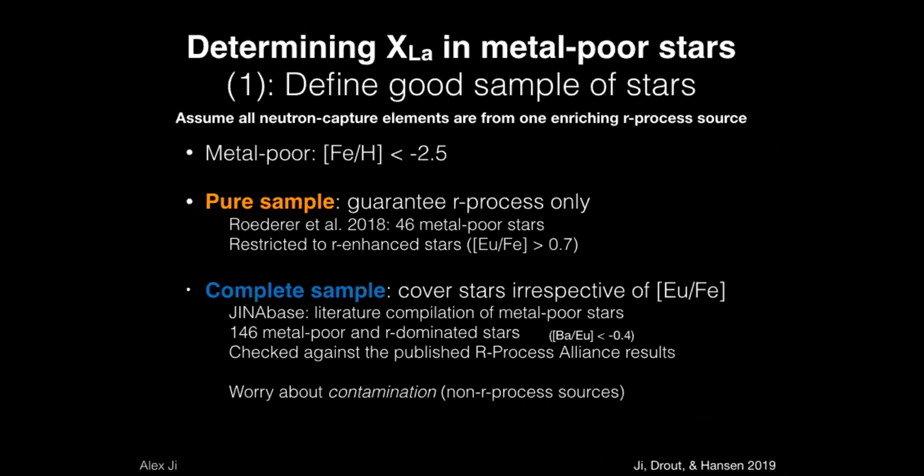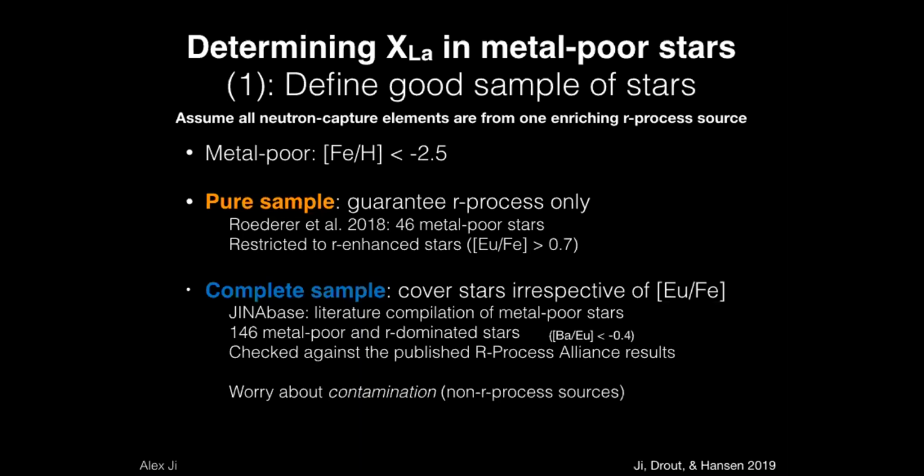OK, so you need two things in order to determine what the lanthanide fraction distribution is of metal poor stars. The first is you need to define a good sample of stars. And in particular, what I mean by good is that we need to be able to have stars where we can be pretty sure that all of the neutron capture elements are from one enriching R process source. And so this naturally puts you to looking at metal poor stars. But then the next thing is, how do you know that these things are enriched by R process or not? And so we sort of thought of two different things.